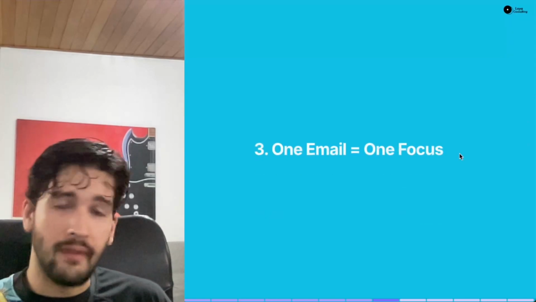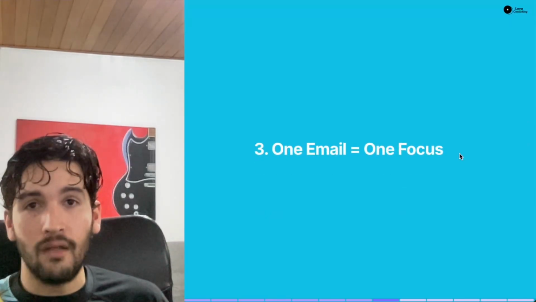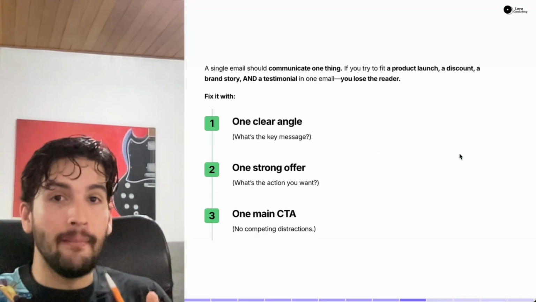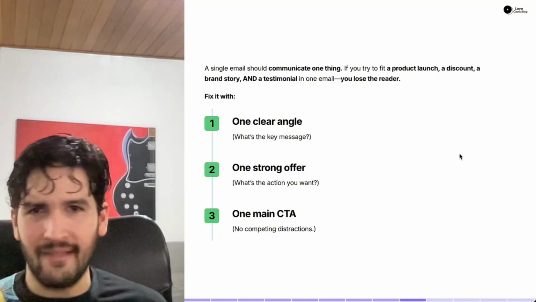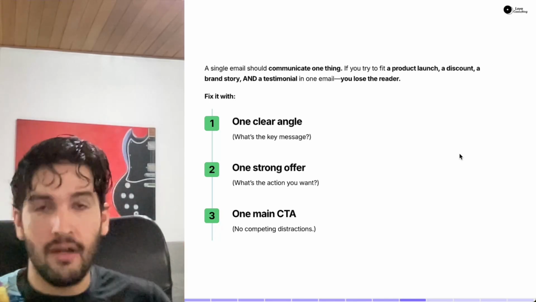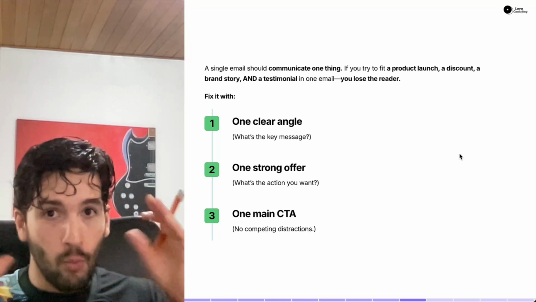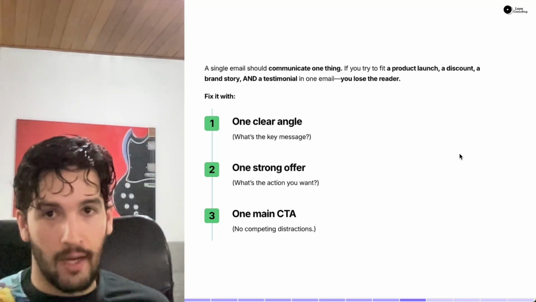So moving on, the third point, which is extremely important, is one email should equal one focus. A single email should communicate one thing. That's it. Not many things, not many CTAs, ideas, offers, whatever. If you try to fit a product launch, a discount, a brand story, and a testimonial in one email, you lose the reader. So one email should only focus on one angle, one offer, one takeaway, right?